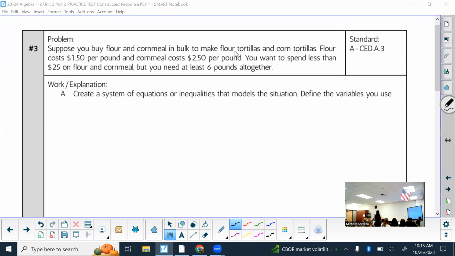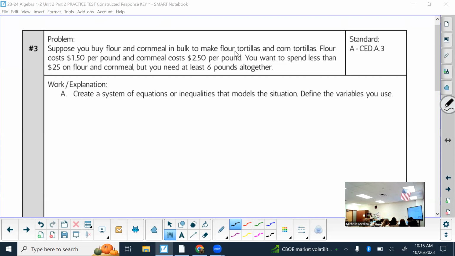So suppose you buy flour and cornmeal in bulk to make flour tortillas and corn tortillas. Flour costs $1.50 per pound, cornmeal costs $2.50 per pound. You want to spend less than $25 on flour and cornmeal, so you need at least 6 pounds altogether. And so read it once.